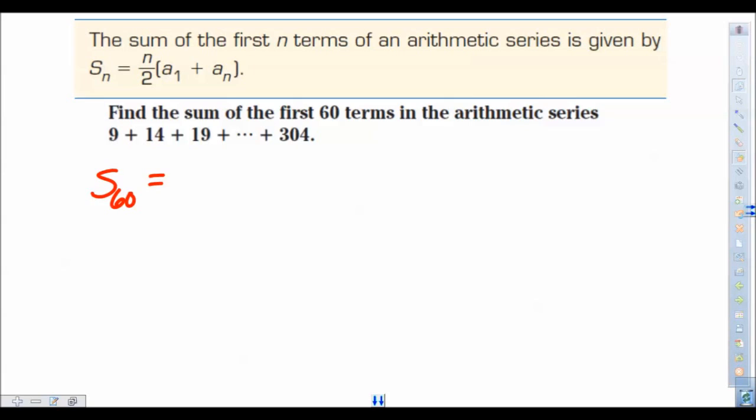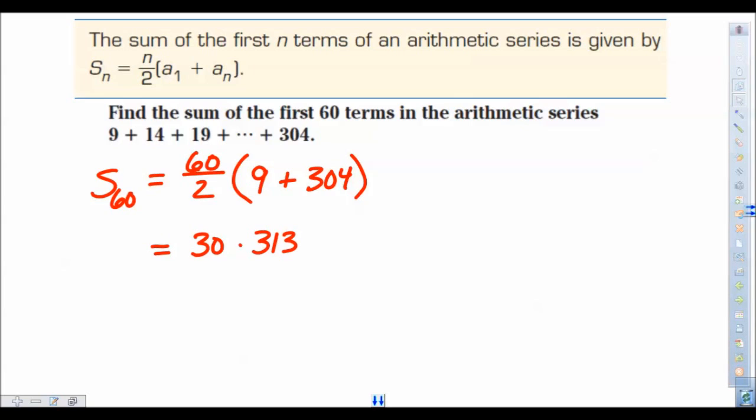Now we need to take n divided by 2. In this case, n was 60, so we're going to do 60 divided by 2. And now we need to multiply that by the first term plus the last term. So 9 plus 304. Let's simplify this. So we have 30 times 313, giving us a final answer here of 9,390. Pretty straightforward. Pretty easy when they give you the first and the last term.